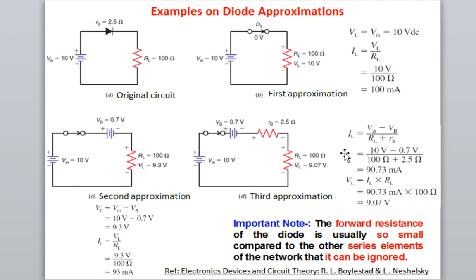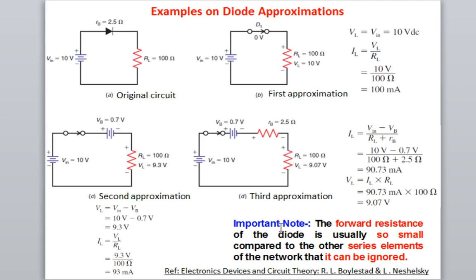So as you are assuming the approximation, this is the ideal; this is the actual current or actual voltage which will appear across the load resistance. So the third approximation is the exact approximation. But I am giving an important note, please listen carefully to this important note.